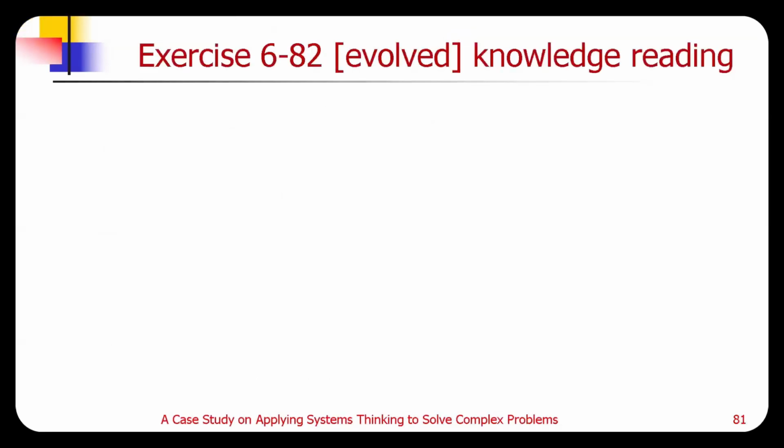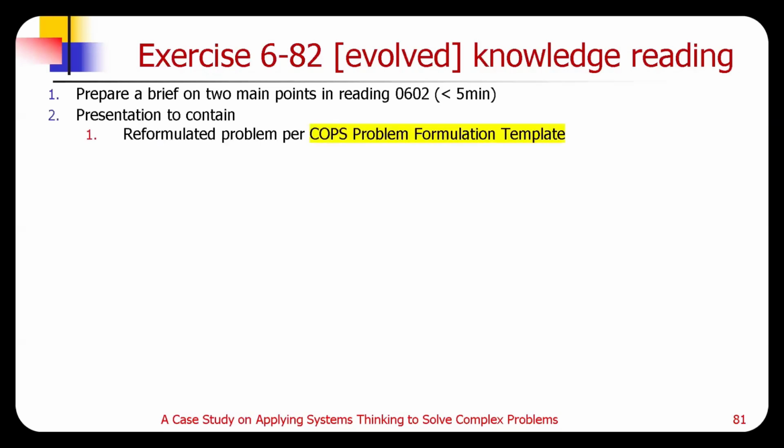A typical knowledge reading has evolved over time to something like this. Prepare a brief on 2 main points in reading 602. Presentation to campaign. The reformulated problem according to the problem formulation template. A summary of the content of the reading.